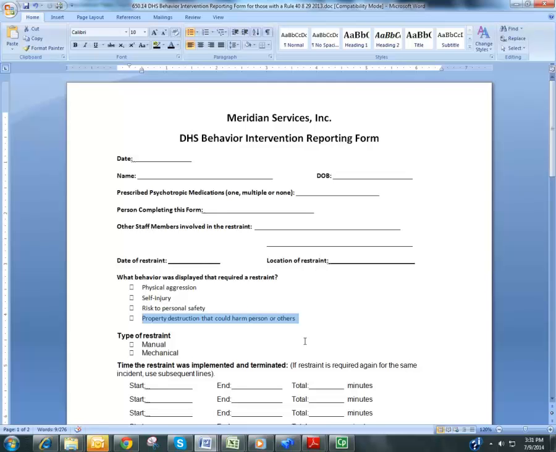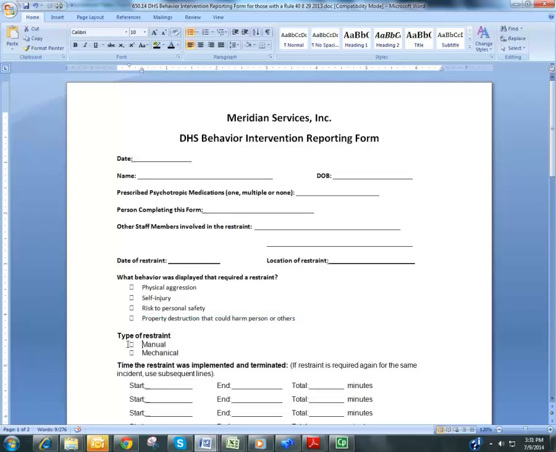Punching walls or things like very hard objects like that could cause injury to their hands. So it's important to understand that we should only be restraining people for property destruction if that property destruction could actually cause harm to them.